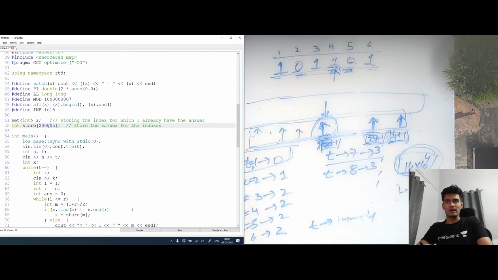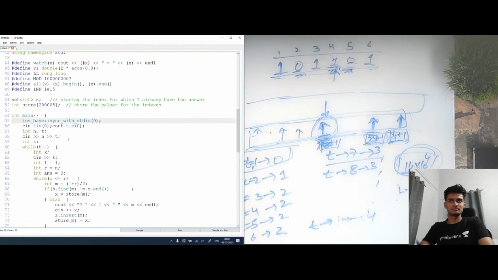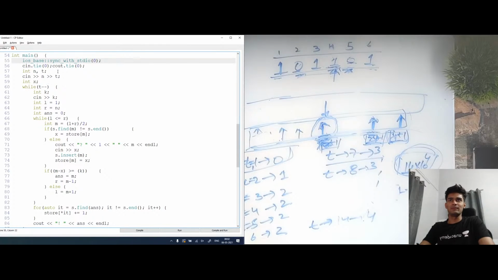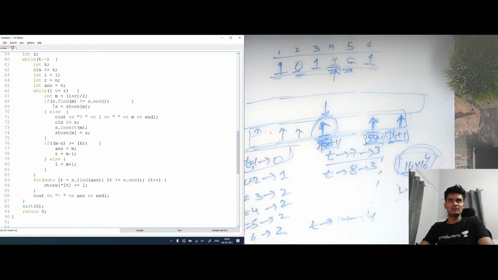And we know that n is less than 2 into 10 to the power 5. Everything else is the same. What I did was, after finding this m, I'm checking if I have already calculated this m. If I have calculated it, this will give me an iterator which is not equal to s dot end, and I'll just pick it from store, because in store I'm storing all the answers for every previously found array, found value.